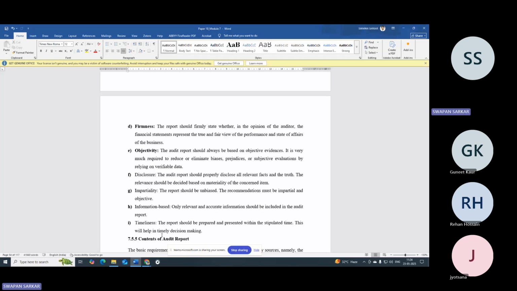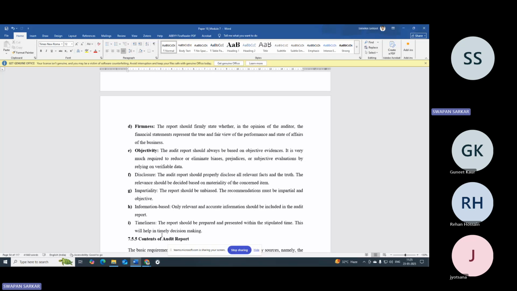Then, disclosure. The audit report should properly disclose all the relevant facts and the truth. The relevance should be decided based on the materiality of the concerned item.